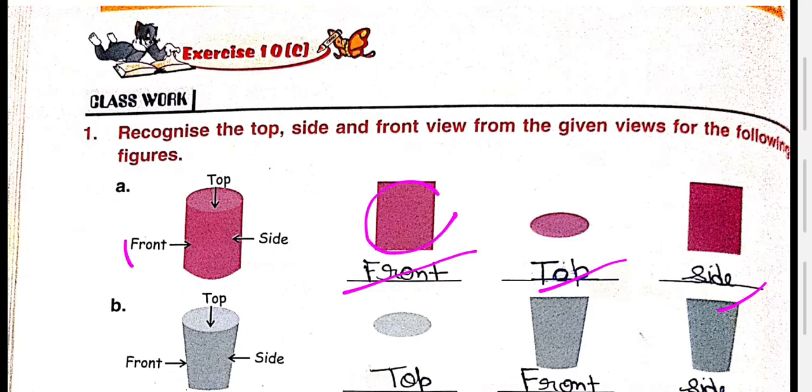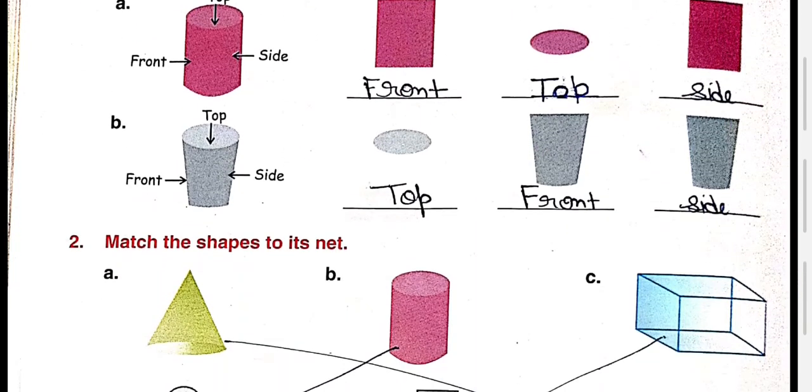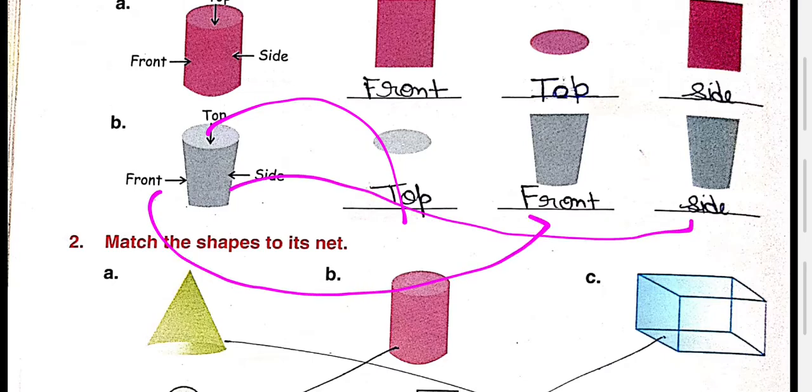This one represents the front view. This one represents the top view, and this one represents the side view. Now come to the second one. Here this one will represent top view, this one represents front view, and this one represents side view.